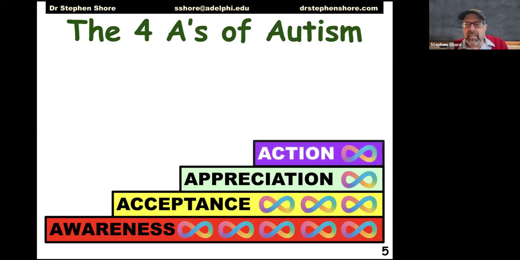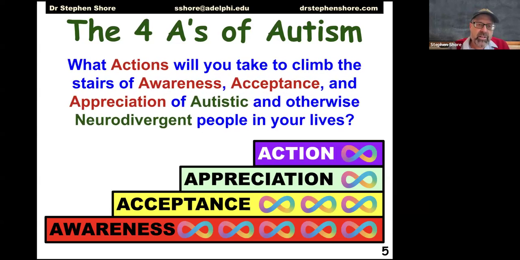And then finally, there's action. That's the fourth step. And action represents all the efforts that we put in to making those first three A's work. My charge to you is, what actions are you going to take to climb these stairs of awareness, acceptance, and appreciation of autistic and otherwise neurodivergent people in your lives? And for the 14 who are in the audience, at least that's what it showed up in the poll, who are autistic, what actions will you take to climb these stairs for yourself?